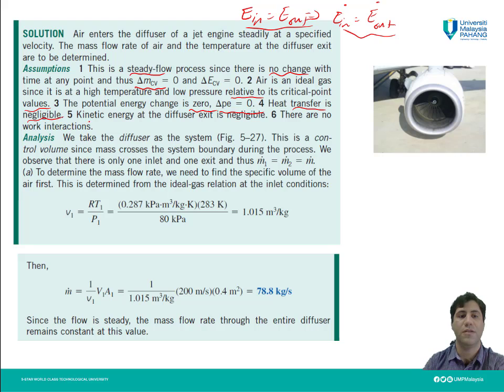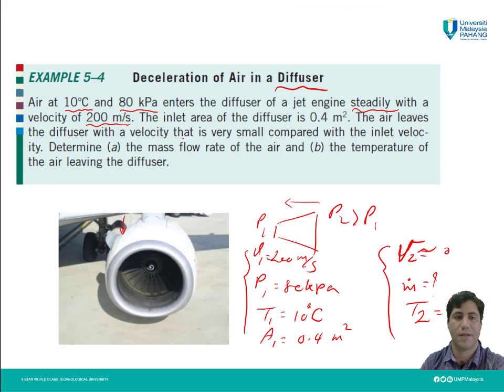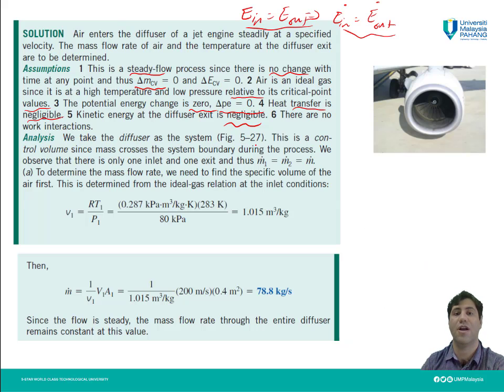And assumption number five is the kinetic energy at the diffuser exit is negligible. Why? Because it was mentioned that the velocity at the exit is very small compared to the velocity of the air at the entrance of the diffuser. And also, assumption number six, there are no work interactions, which simply, you know why, because we don't have any change in the volume, and also we don't have any type of work in a diffuser or in a nozzle generally.